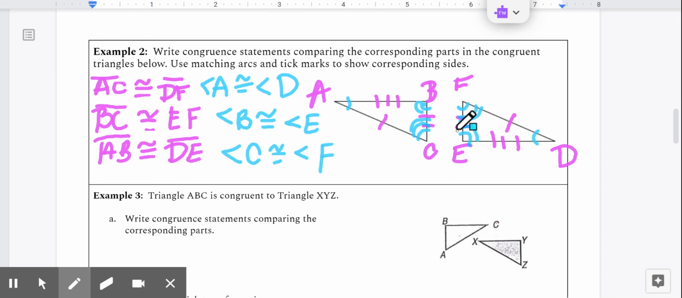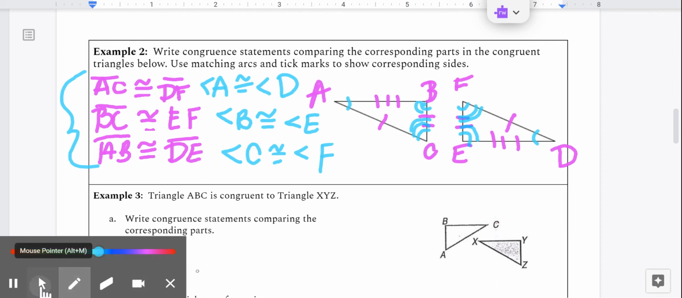Like I said before, we used our arcs, that's the blue things, and our tick marks, those are these fuchsia pink lines, to show the corresponding sides. And when it said write congruency statements, that's what we did right here. So these right here, those are your congruency statements.